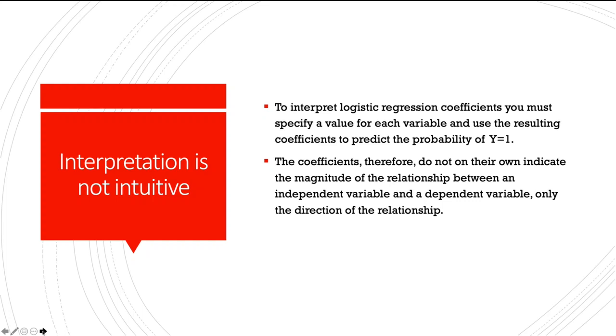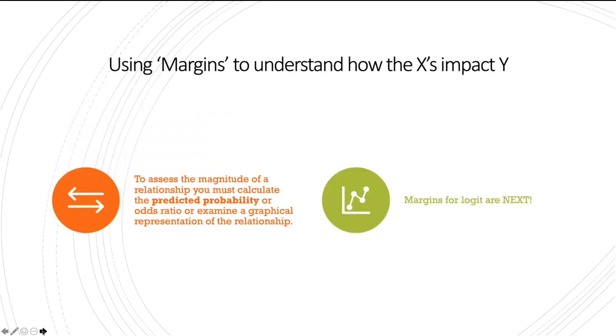So you're going to produce a logistic regression model, and then I'm going to tell you, okay, now we're going to try translating this in Stata. How do we do this? Particularly when it comes to coefficients, we'll use margins or margin commands to try to understand how the independent variables impact the dependent variable. In order to assess the magnitude of a relationship, you must calculate the predicted probability or odds ratio to examine, or you can examine a graphical representation of the relationship.